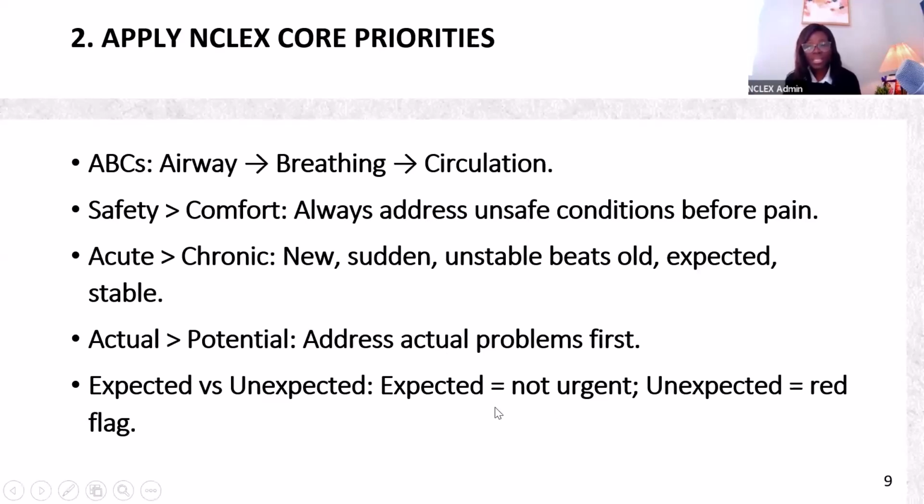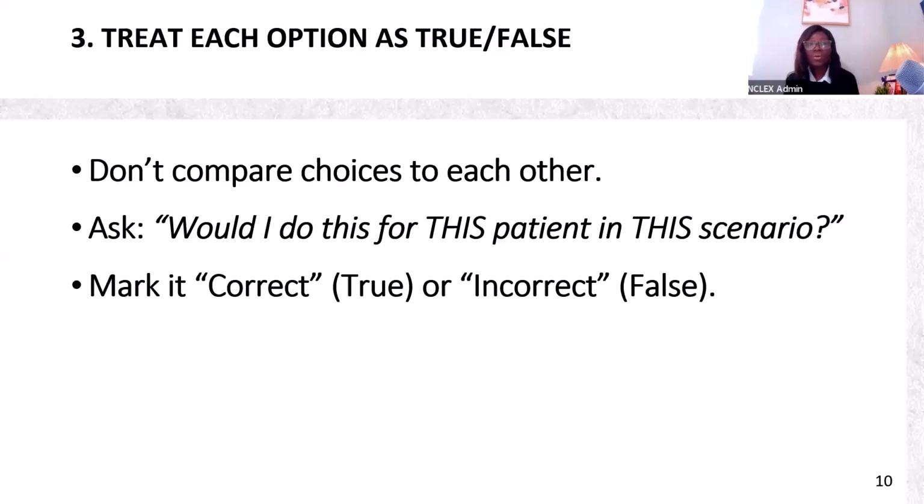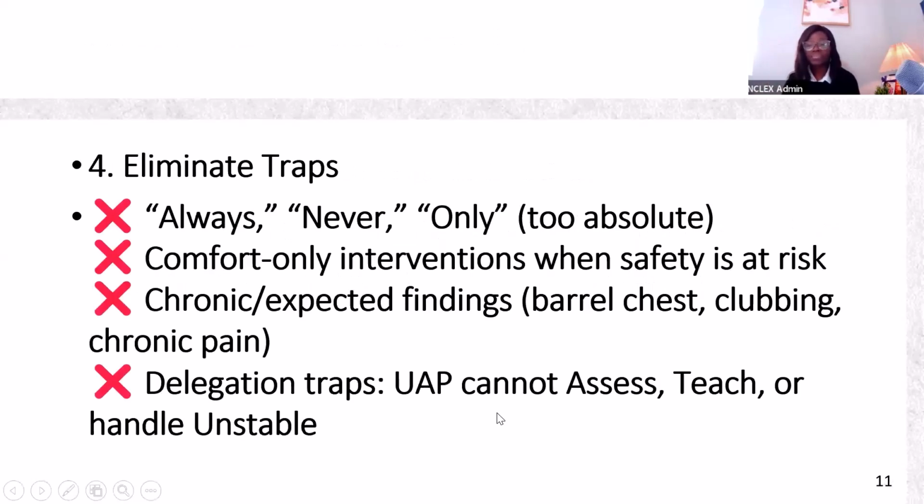So always look out for what is expected and then what is out of the blue, what is unexpected. That should be a red flag and that should guide you. Number three, we have to treat each option separately, independently. So you read the option and ask yourself, is this true or false? And then you answer, would I do this for this patient in this scenario? Yes or no? And that should guide you to be able to go through the various options for every step.